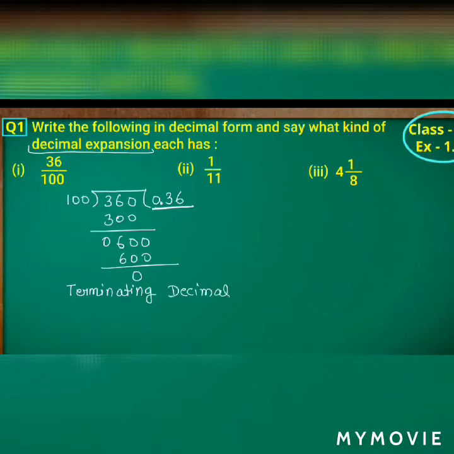So if you know the decimal fractions directly, you can say, or else directly you can find the solution here. Now come to the next one, 1/11. So we'll just go for the long division method. 11 is the divisor and 1 is the dividend.